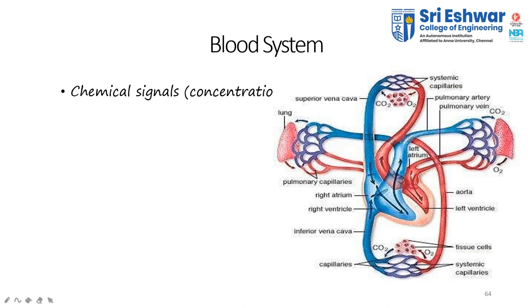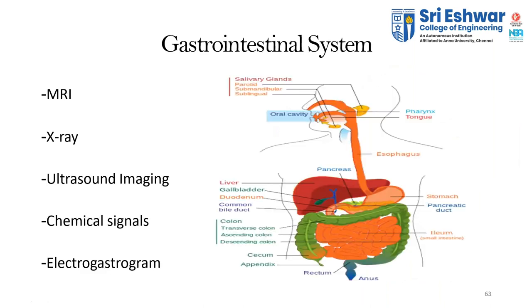Through the left side, your purified or oxygenated blood will be given to other parts of the body, and your right atrium receives deoxygenated blood. This deoxygenated blood gets into your right atrium and right ventricle, and through the aorta it reaches your lungs. See here, it will branch to your lungs.